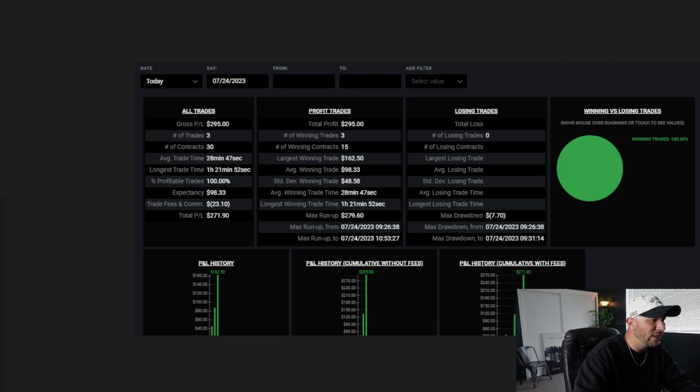My largest winning trade was 162.50. Average winning trade was 98.33. And the average win trade time was 30 minutes, and my longest trade time was an hour and a half.